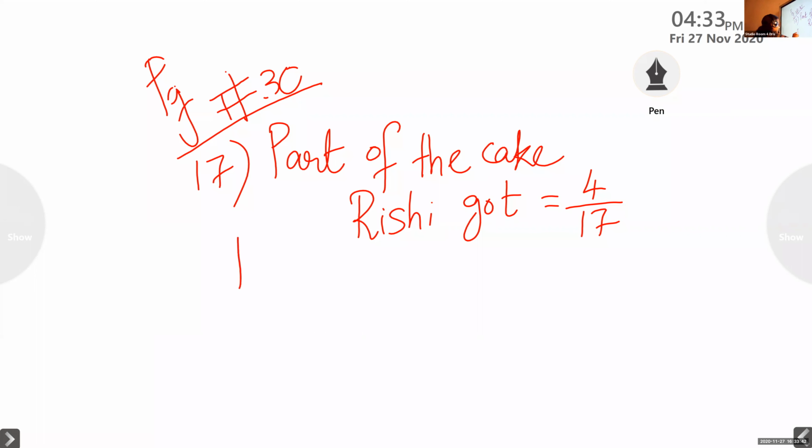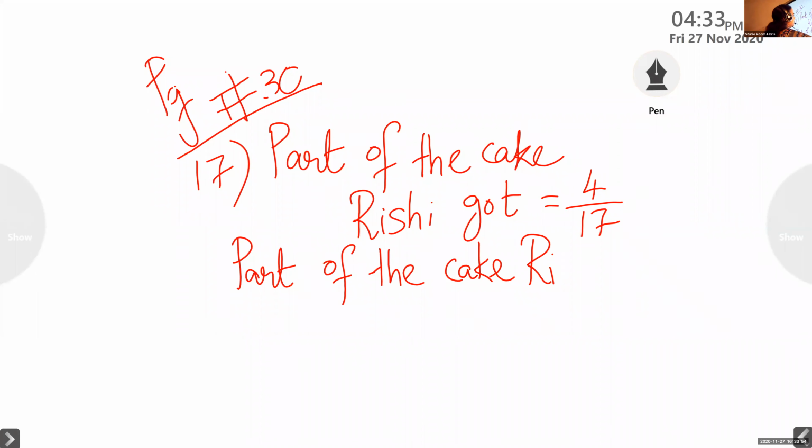Part of the cake Rishi ate. Now we can use Rishi or he, anything, no problem. Here we are writing Rishi. If you want to write he, because there is no other person, you can write he or his name. Part of the cake Rishi ate, that is 1 by 12.